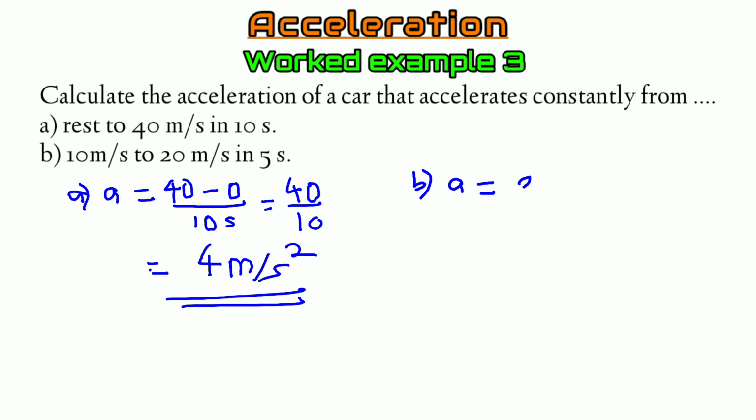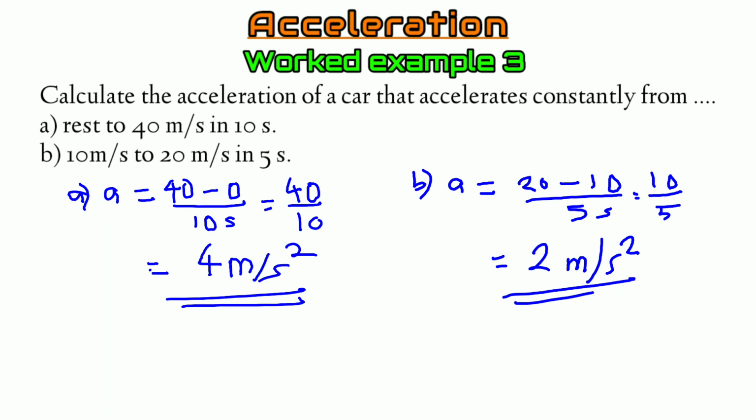Part B. Acceleration equals change in velocity over change in time. What is the change in velocity in this case? The change in velocity is 20 minus 10, which is equal to 10. So acceleration equals 10 over 5, which will give us 2 meters per second squared.